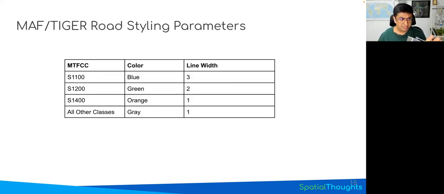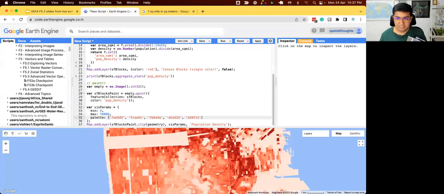If the road is category S1100, we'll apply a blue color with line width 3. So a thick blue line. If it's S1200, we'll apply a slightly thinner green line. S1400, we'll apply an orange line with 1 line width. And every other road we'll apply a gray color, and that'll be 1. So this is how we want to categorize this data and then apply that style on this data. So let's just go back to our script and we'll continue with our data.